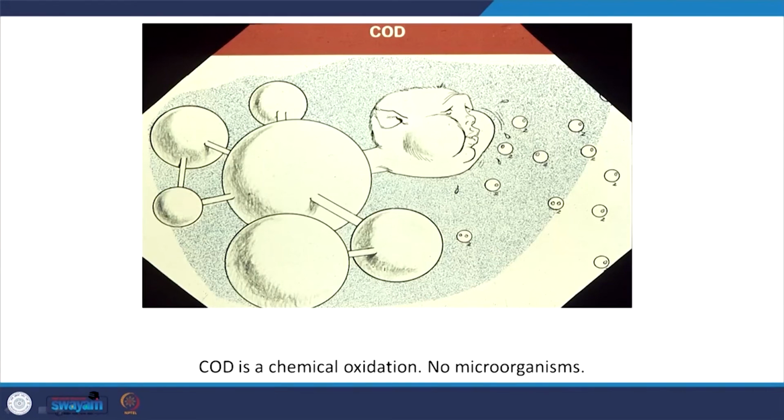So, for COD it is just the dichromate and we are going to give it in terms of oxygen equivalents, but it is not actually a reaction occurring between oxygen and the compound of interest. We are just trying to understand, if all these compounds need oxygen to be oxidized, how much will the oxygen demand be; that is chemical oxygen demand. So, it is a chemical oxidation, there are no microorganisms here, just the representation of the compound of concern.